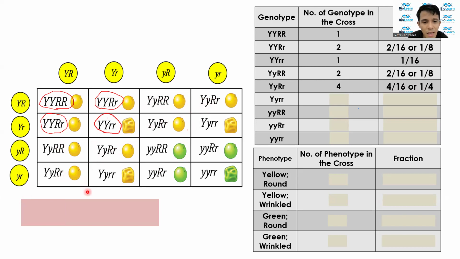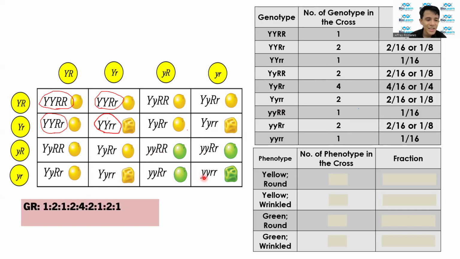Next, heterozygous Y, homozygous recessive R. How many? We have 1, 2. So that's 2 over 16 or 1 over 8. Next, homozygous recessive Y and homozygous dominant R, we have 1. Okay? So that's 1 over 16. Next, homozygous recessive Y and heterozygous R, we have 1, 2. Next, homozygous recessive Y and homozygous recessive R, that's 1 over 16. All right? So that's 1 is to 2 is to 1 is to 2 is to 4 is to 2 is to 1 is to 2 is to 1. That is the genotypic ratio.